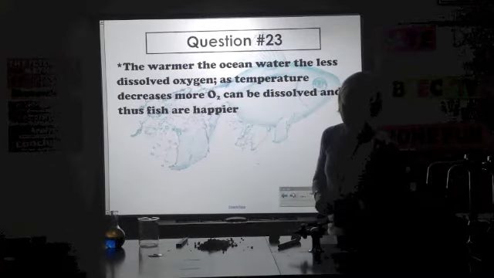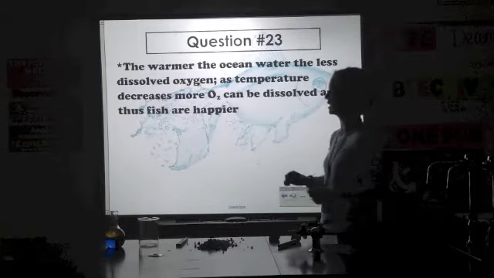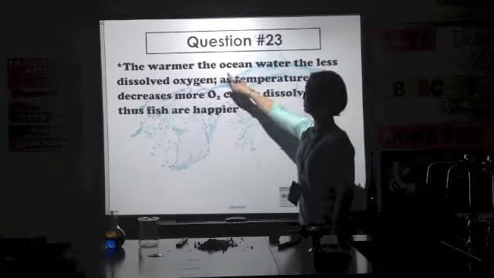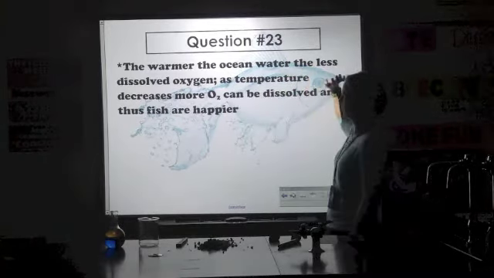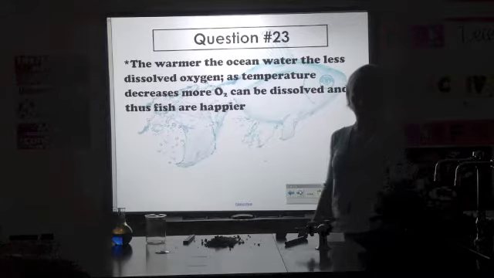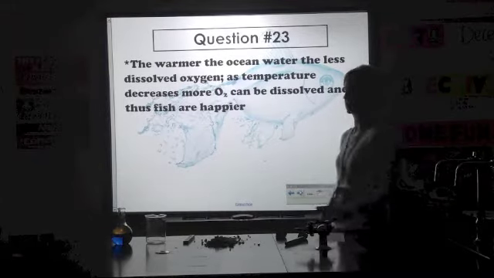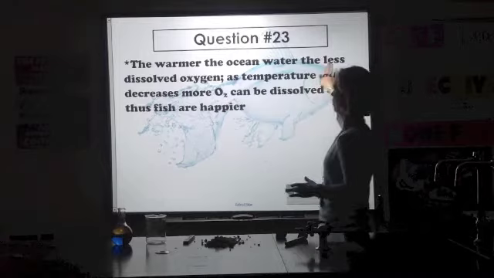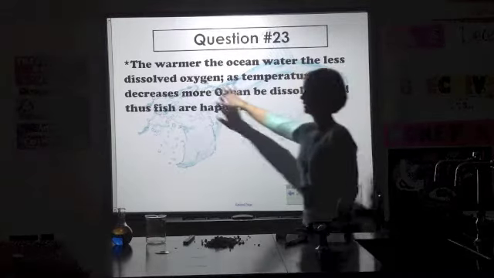How is ocean water temperature and dissolved oxygen related? So, the warmer the water, and we kind of hit this already with dissolved oxygen, but we'll hit it again. Question number 23 is talking about water temperature and dissolved oxygen, how the two are related. So, warmer ocean water, there's going to be less dissolved oxygen.